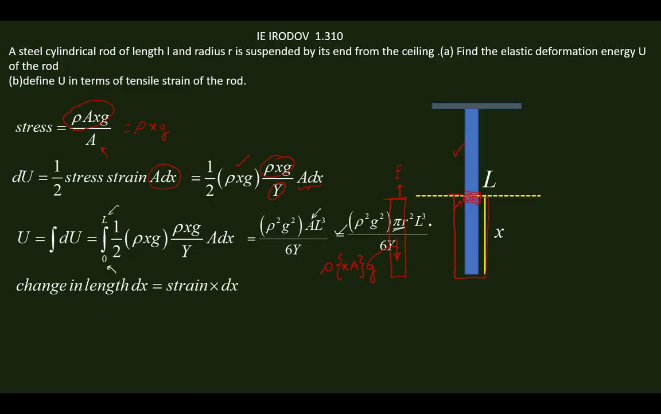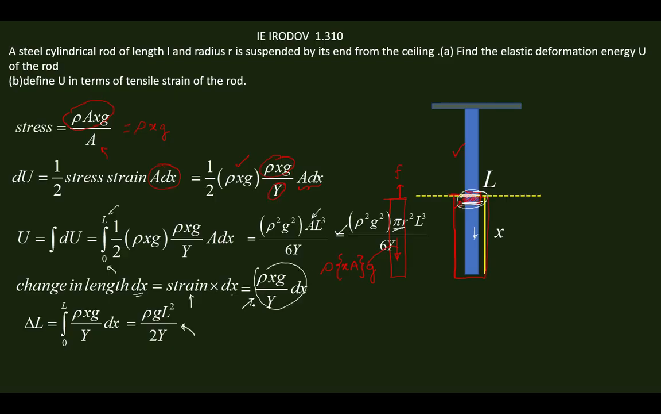Change in length. If we consider our dx length here, so dx was the original length. When it is suspended, then due to weight, the whole rod will elongate, and so will this dx part. So the change in length of dx will be strain into dx. Obviously, strain is change in length upon length. Strain is stress over Young's modulus into dx. So the total change in length of the rod is the integration of this quantity. So we finally have this expression as the change in length.